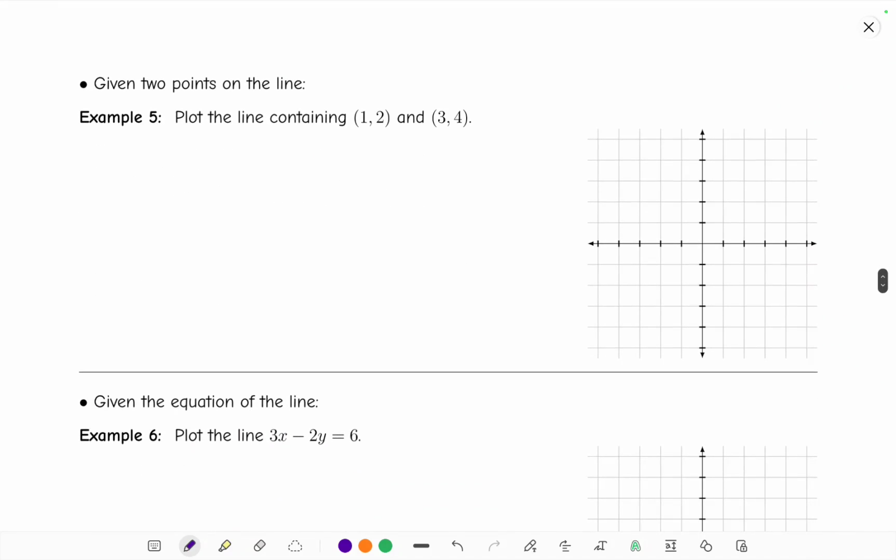Example 5, well, this one actually gave us 2 points. So 1, 2, 3, 4. So then we connect those 2 points. And there's our line.